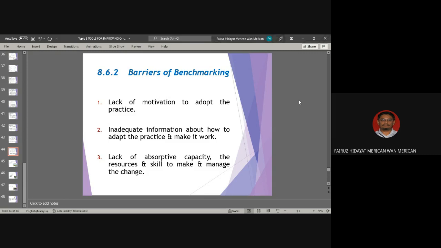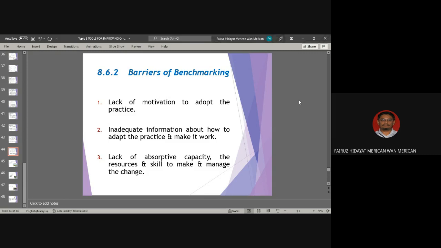Okay. So in other words, tak cukup maklumat dari segi bagaimana untuk melaksanakan amalan terbaik. So if they have no information or not enough information, then they cannot implement the best practice. And thirdly, lack of absorptive capacity, the resources and skills to make and manage the change.